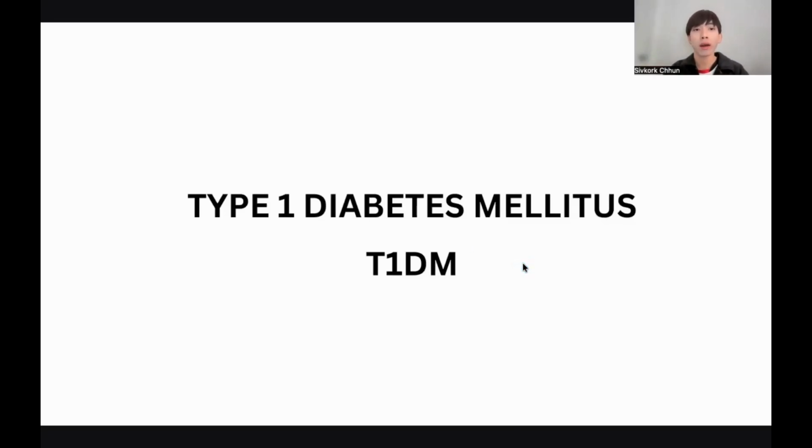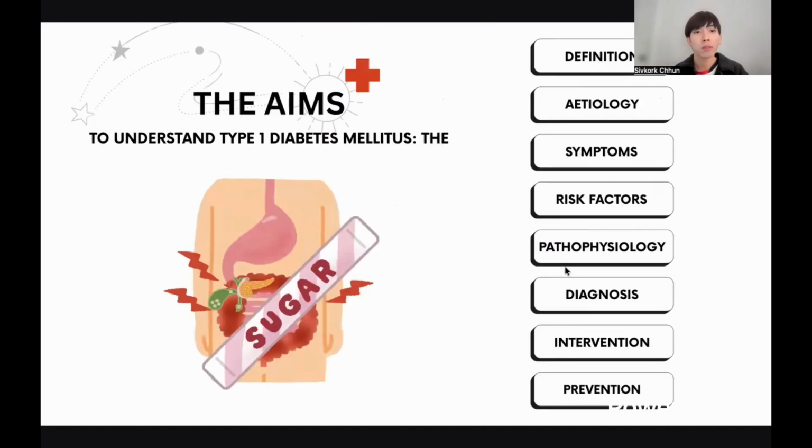So today I want to talk about a new topic. It's about type 1 diabetes mellitus. The abbreviation is T1DM. Before we begin, the purpose of this presentation is to understand the definition of type 1 diabetes mellitus, etiology, the symptoms, the risk factors, pathophysiology, the diagnosis, intervention, and prevention. If there's no prevention for type 1 diabetes, there are lifestyle changes.